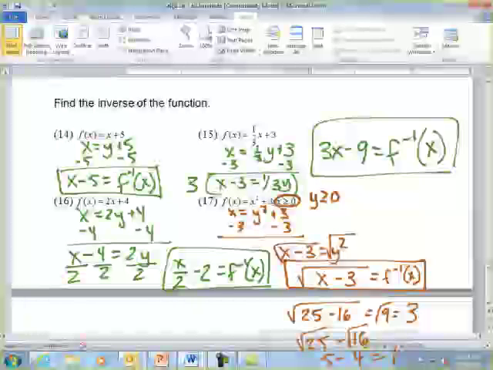If you want more practice with inverses, that was lesson 7.4.